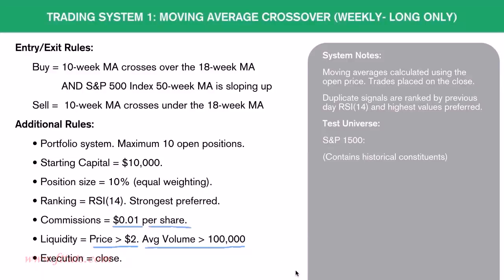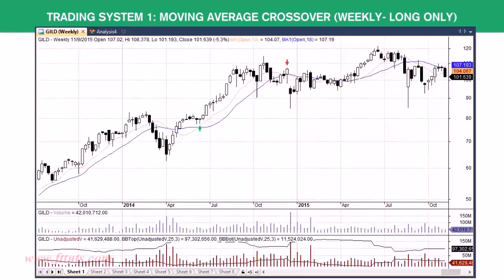So here's an example of the kind of trade setup we're looking for in Gilead Sciences. You can see that the 10-week moving average crosses the 18-week moving average, giving us a buy signal. And then we close the trade several weeks later on when the two moving averages cross back again. And up the top here, you can see how the averages were calculated using the open price, not the close price.